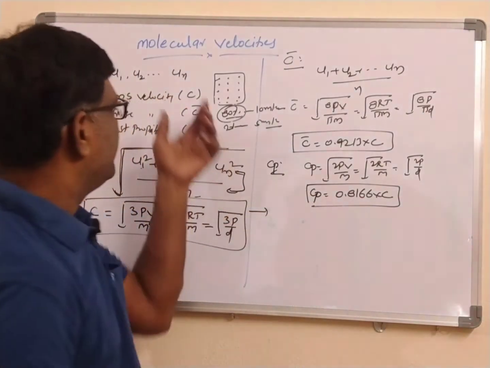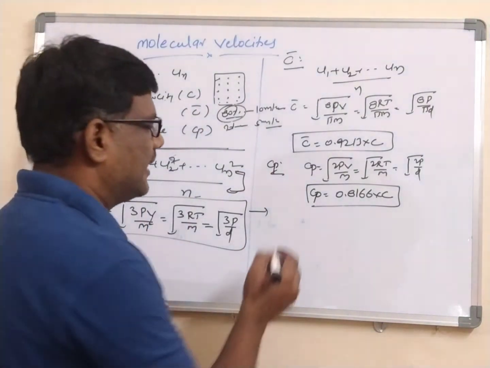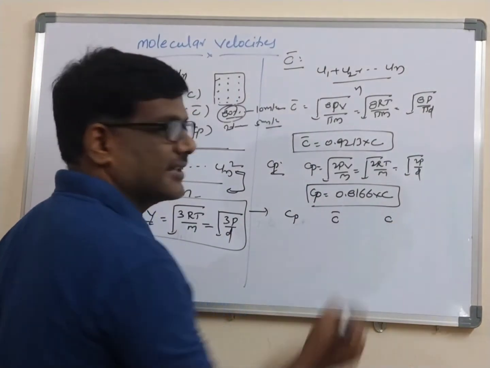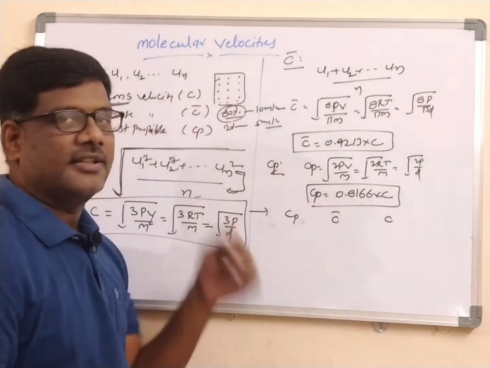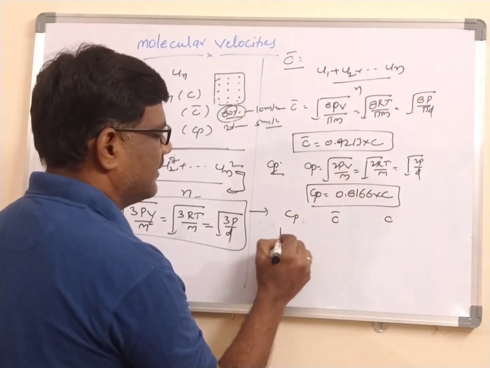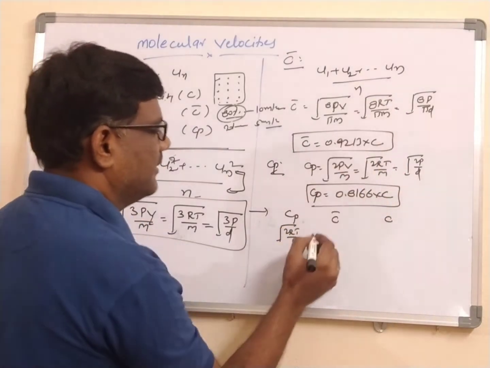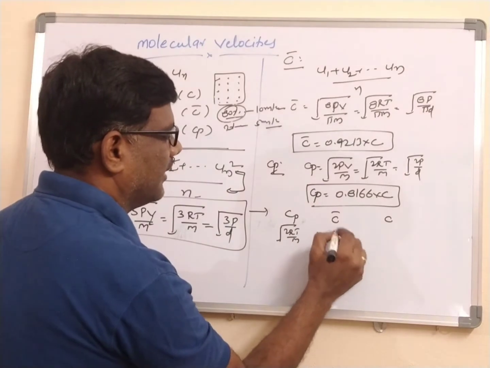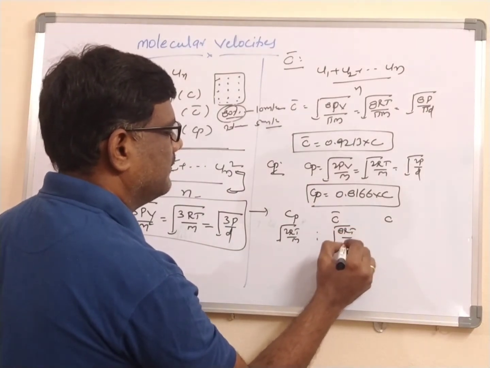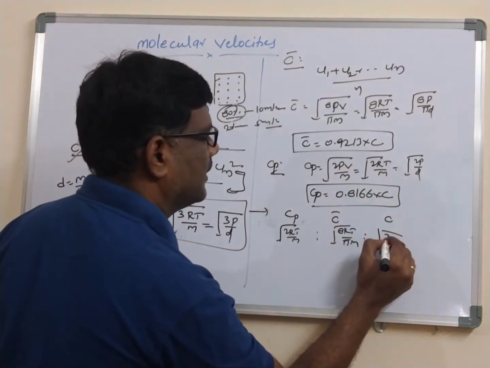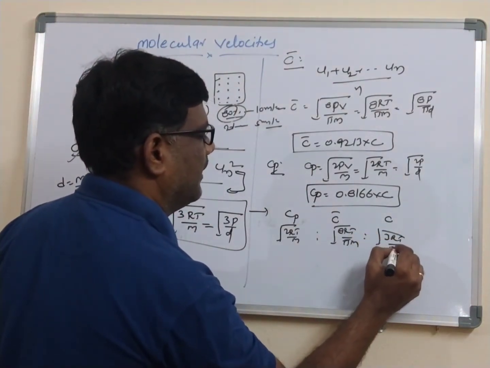What is the relation between these three? I am taking the relation like this: Cp first, then C bar and C. So I am coming from the bottom. Cp is equal to what you will write? Square root of 2RT by m. C bar is the square root of 8RT by pi m. And C will be the square root of 3RT by m.